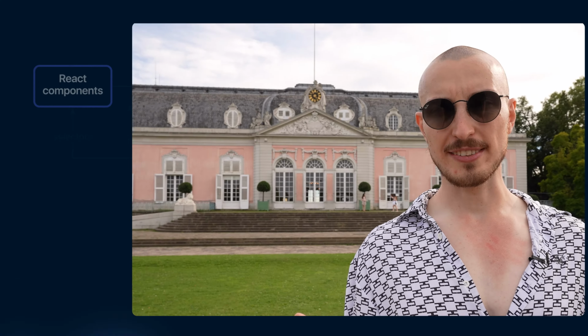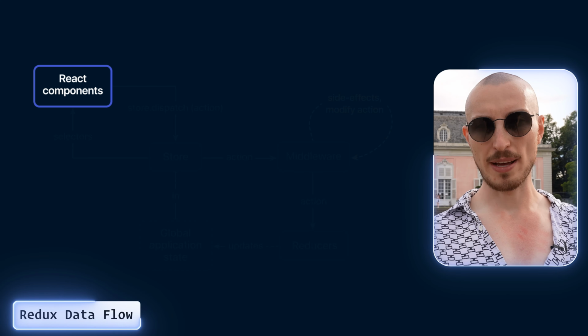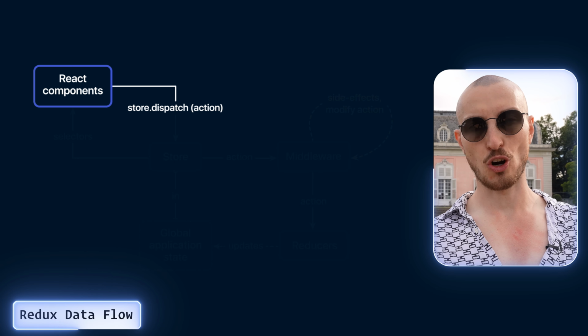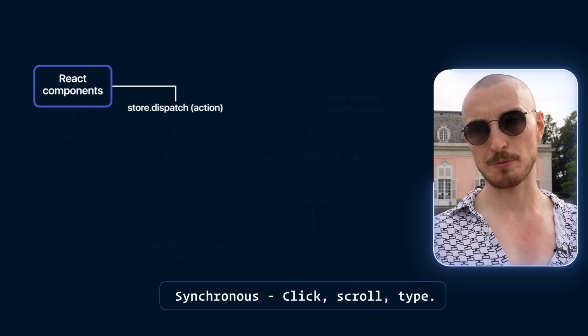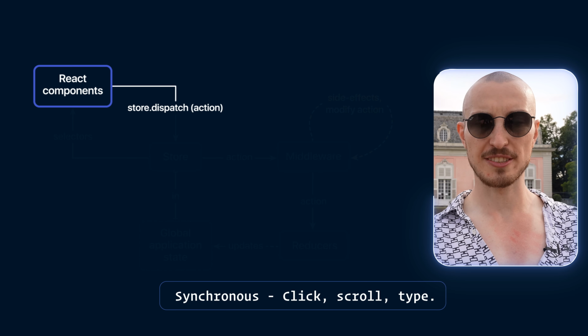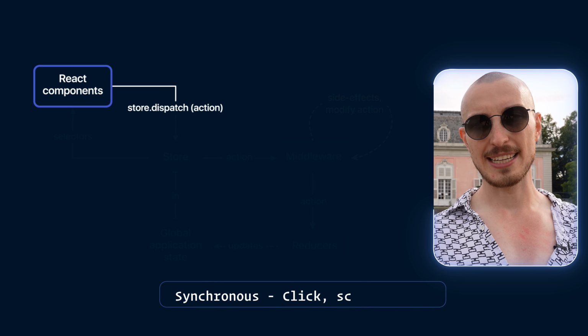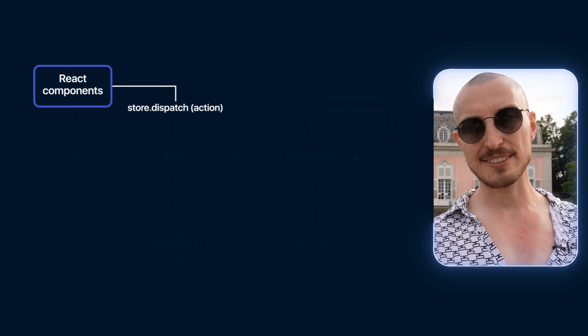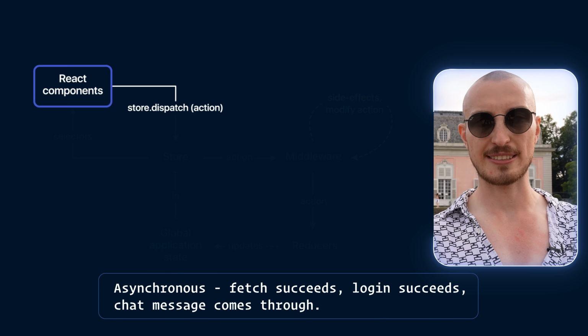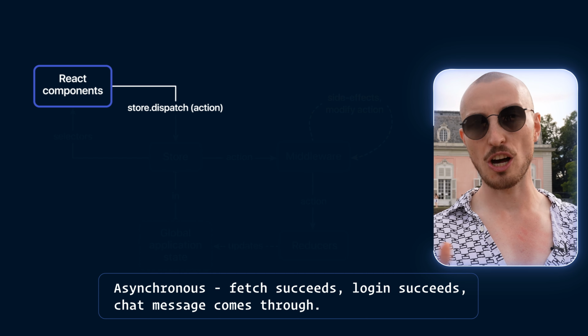And here's how they all work together. Your users obviously interact with your components. And when they click, then an action is dispatched, or when they scroll, or when they type, right? So basically, different user interactions trigger different actions. And actions can also be dispatched based on asynchronous things that happen. For example, a fetch has succeeded or a login succeeds.